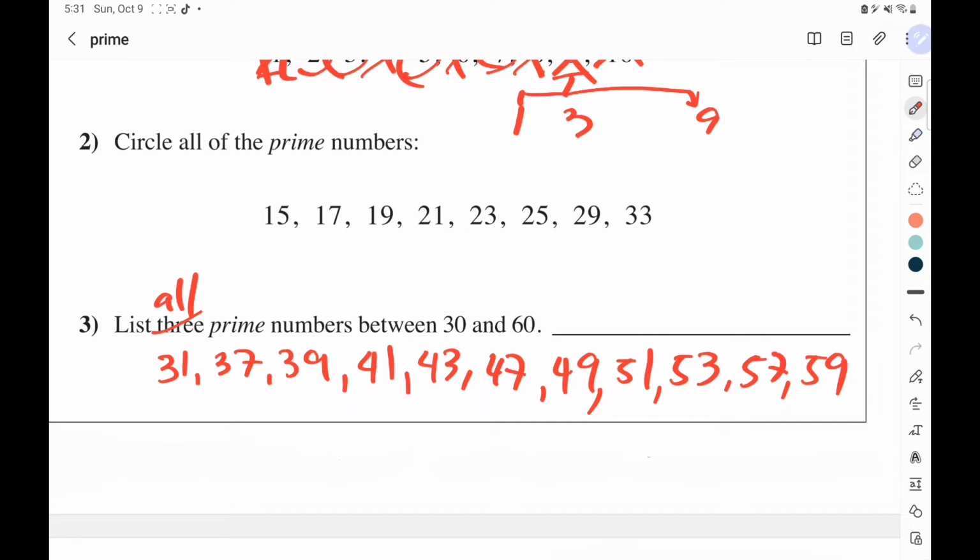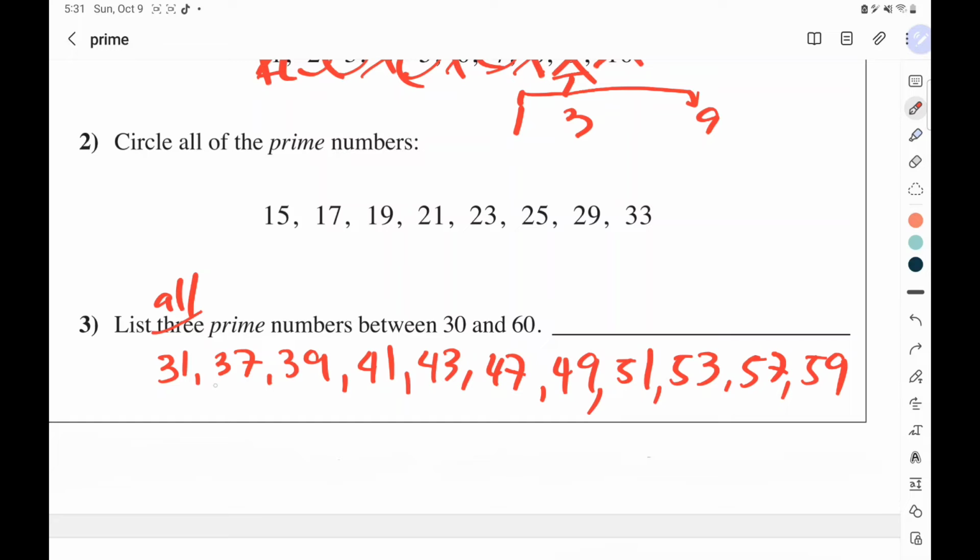Now we need to check whether these numbers are divisible by 3. Now how are we going to determine whether these numbers are divisible by 3? So we just have to add their digits. For example, 31 is 3 plus 1. 3 plus 1 is 4. So that means 4 is not divisible by 3. So that means 31 is also not divisible by 3.